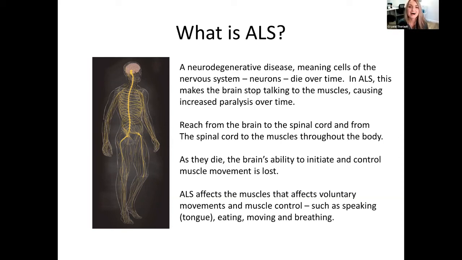Oh, good. Okay. So it is a neurodegenerative disease, meaning cells of the nervous system, specifically the motor neurons, die over time. So in ALS, this makes the brain stop talking to the muscles, causing increased paralysis. So you can imagine this is a very devastating disease. So as the motor neurons die, the brain's ability to initiate and control muscle movement is lost. And ALS affects the muscles that affect voluntary movements specifically. Their ability to speak, controlled because of the tongue, eating, moving, and eventually breathing.